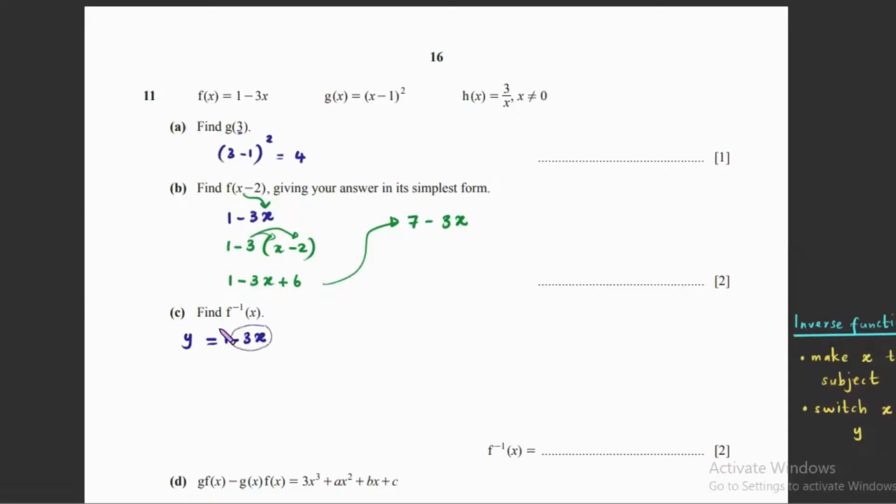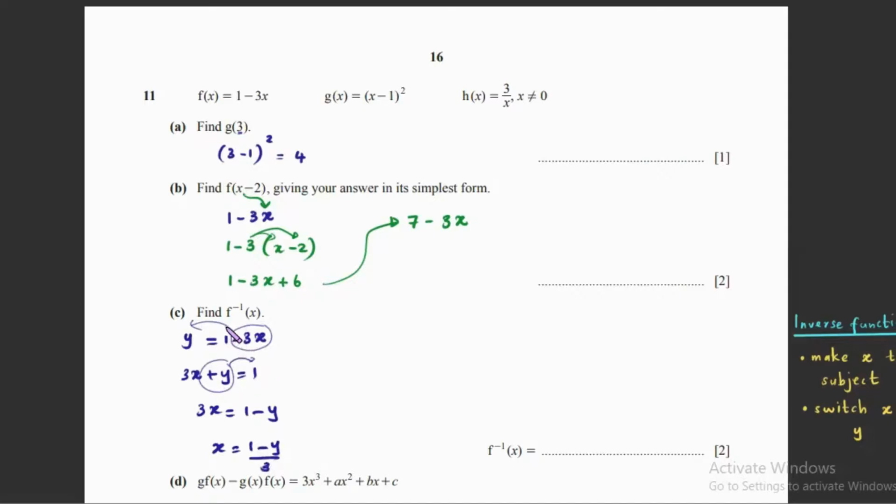So when I bring this minus 3x to the other side, I get 3x plus y is equal to 1. I can take the plus y to the other side now. So 3x is equal to 1 minus y. To find what x is, this 1 minus y has to be divided by 3.